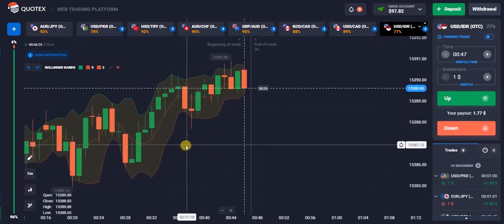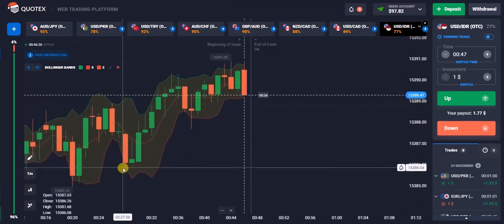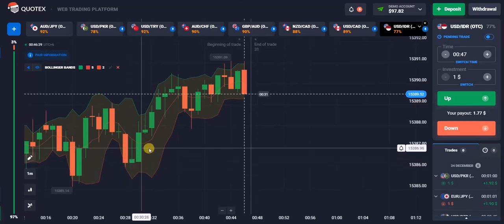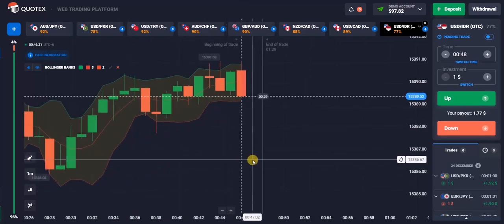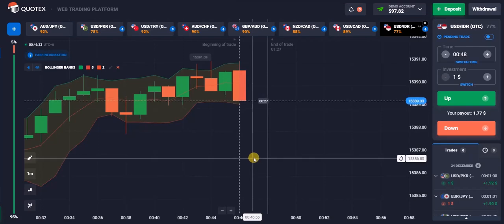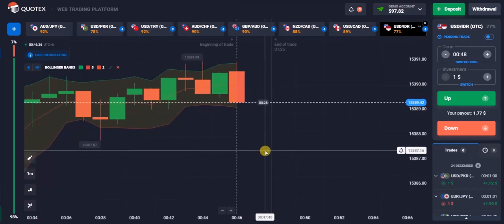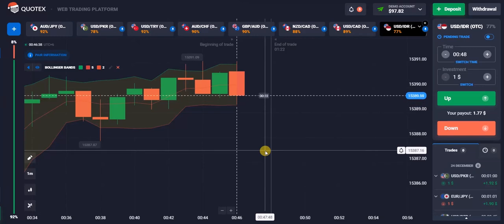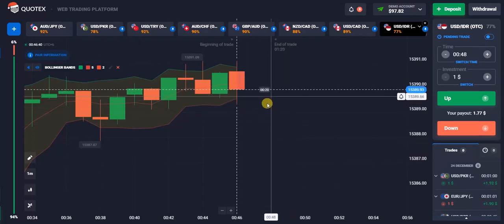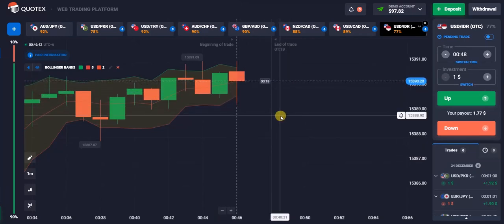If a red candle touches the bottom, and then it is a green, then you take an up trade. So I've got a 50-50 success and loss ratio from this sort of trade, or from this strategy.